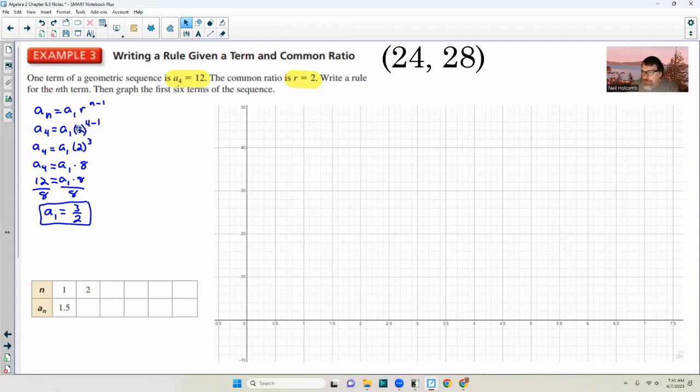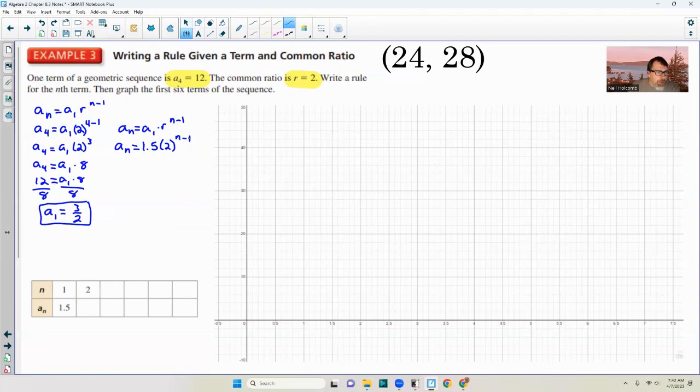Okay, so first off, we wrote a rule. So a sub 1 is 1.5 or 3/2. And I guess I didn't write the rule yet. So before I go any further, I should write a sub n equals a sub 1 times r to the n minus 1. But I now know my first term is 1.5 and my r is 2. So a sub n equals 1.5 times 2 to the n minus 1. Okay, so this is what we're substituting in.